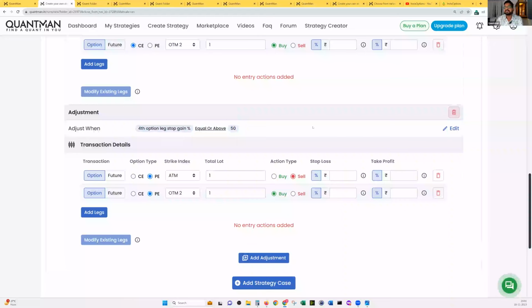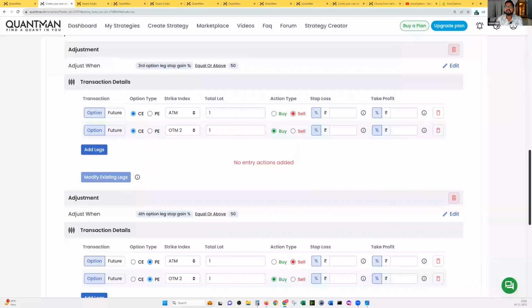Now you guys understood that I have given the stop gain over here. But I want to take the same call option. So what do I need to change over here? I need to take the same call option, but I don't want to use this stop gain. I want to use stop loss of 50%. Then what leg do I need to use?